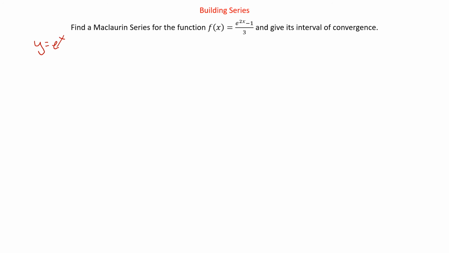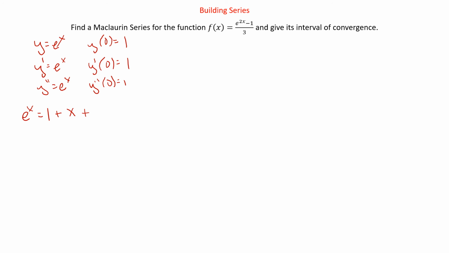Now we did centered at 0 earlier, and this is going to be close. So y of 0 equals e to the 0, which is 1. y prime equals e to the x, so y prime of 0 equals 1. y double prime equals e to the x, which means that y double prime of 0 equals 1, etc., etc. So we can make e to the x. e to the x is going to be 1 plus 1 over 1 factorial times x plus 1 over 2 factorial times x squared plus 1 over 3 factorial times x cubed plus, and we can keep going with that.